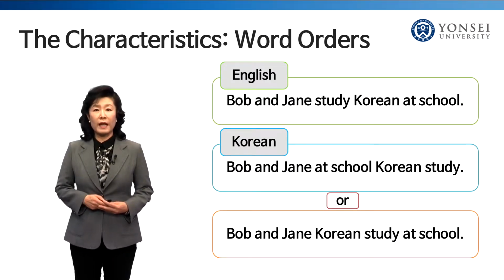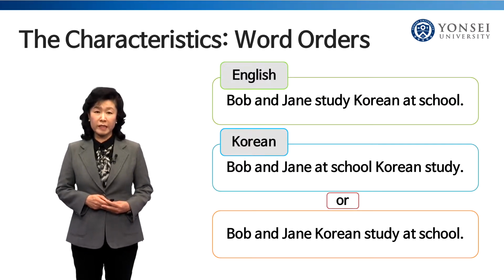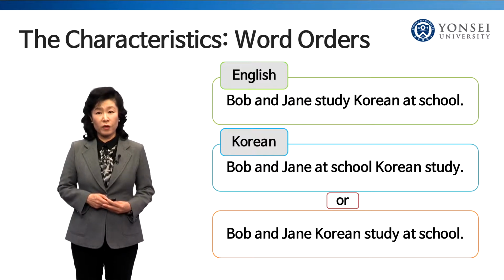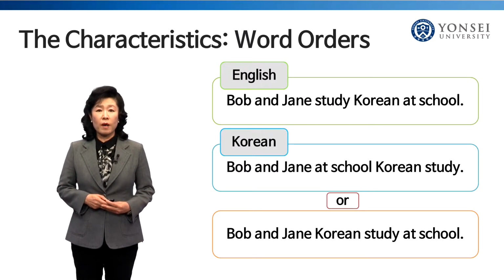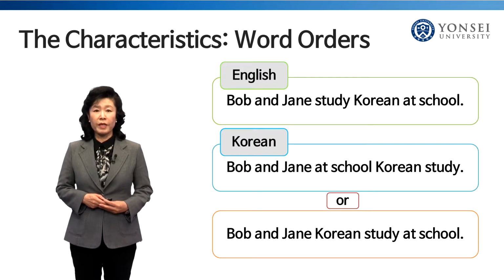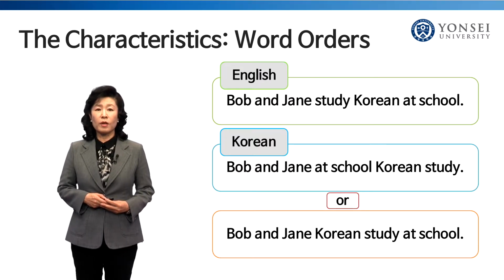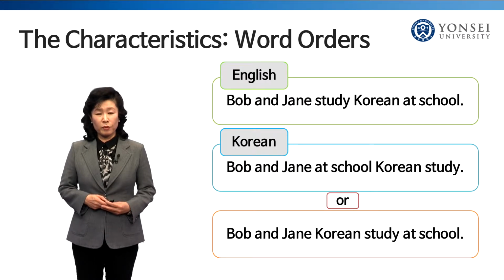Korean is also a language free from word order. As long as there is a verb or an adjective at the end, the sentence would make grammatical sense. For example, if you want to say, Bob and Jane study Korean at school, in Korean, you can say, Bob and Jane at school Korean study, or Bob and Jane Korean study at school.